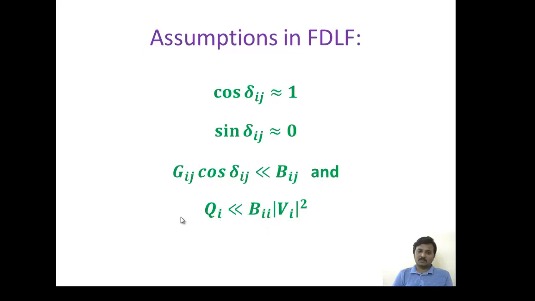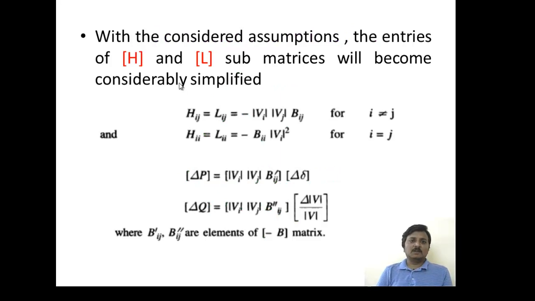We consider these two terms because they are used in the calculation of the H and L terms. Now, with these fast decoupled assumptions, the entries of the H and L submatrices become considerably simplified.